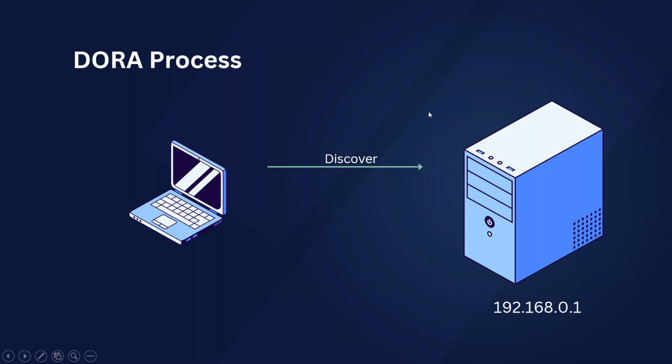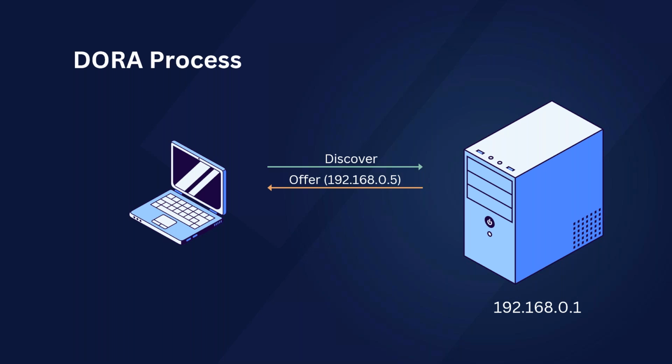But when it reaches the correct DHCP server, that server responds back with an offer saying, hi, you were looking for me. I am the DHCP server, and I've observed that you are new to this network, so I can offer you an IP address. So it offers an available IP from the pool.